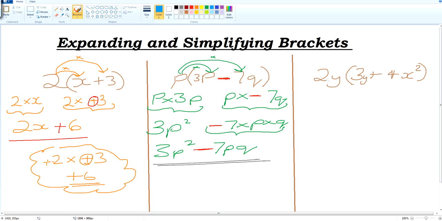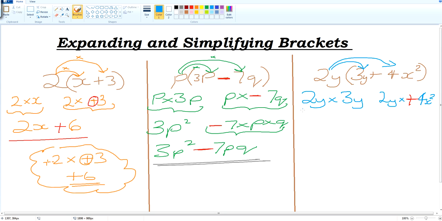Let's change color again. So everything that was outside has to be multiplied with everything inside. So we say first of all 2y times by what? 3y. And then what do we do? We do 2y times by what? What do we times by? Here comes the red. We times by plus 4x squared, yes? So the sign of the next item is very, very important. You must remember that you multiply by plus 4x squared.